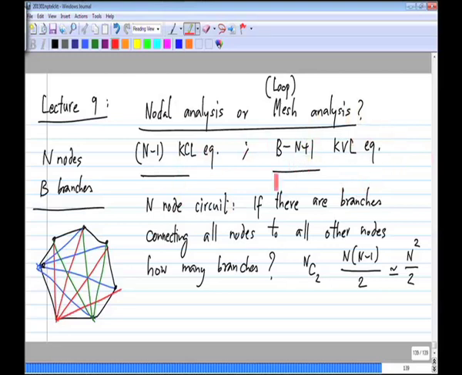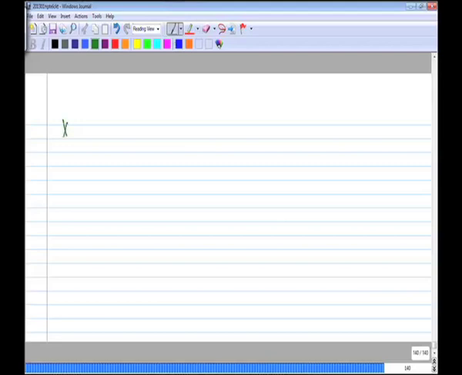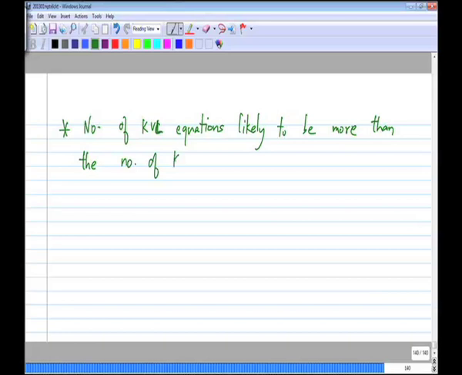Now the reality will be somewhere in between. It's not that all the nodes will be arranged in a single loop, or that every node will be connected to every other node using a branch. So the number of KVL equations will be smaller than this, but in general it tends to be a little more than the number of KCL equations. Okay, so that is one reason. Although this is not a hard and fast rule, and it's possible to have a single KVL equation for an n node circuit if you happen to have a single loop. In that case, you choose KVL.